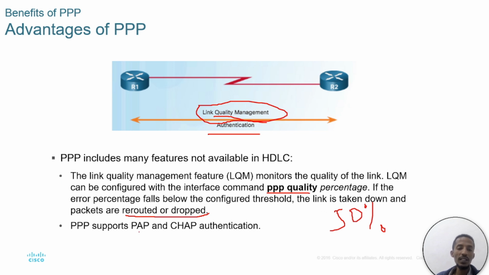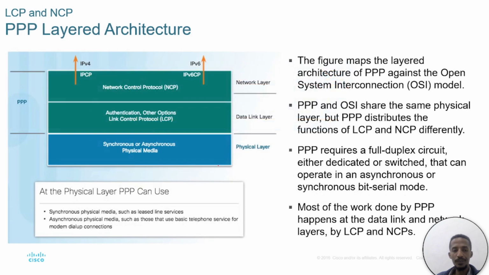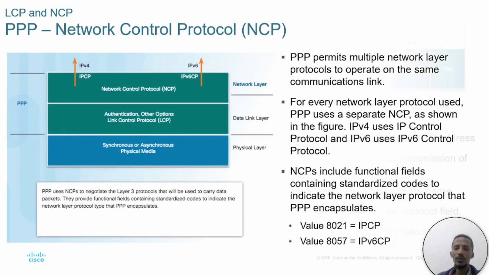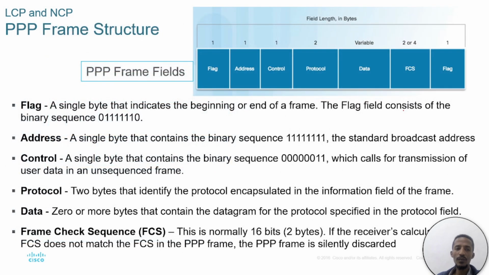We have said that it can support PAP and CHAP authentication. That's one of the advantages of PPP. So we said they have two protocols. The network layer protocol is used for the upper layer, the network layer. It can communicate with IP and other protocols, and this one will communicate with the physical layer. So that's an advantage of this layer. There are so many advantages with regard to this one.